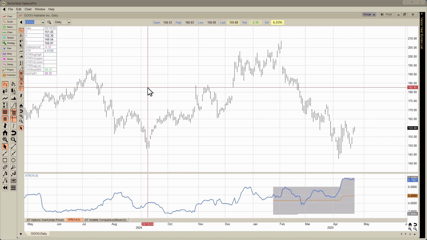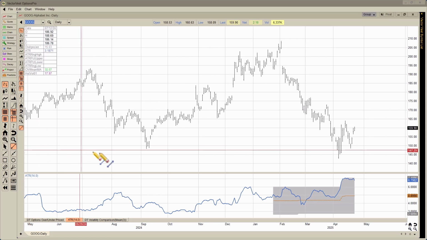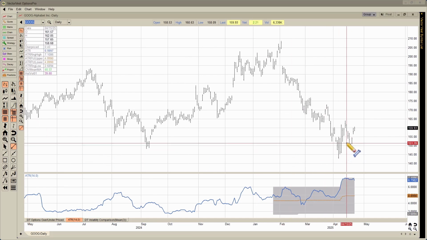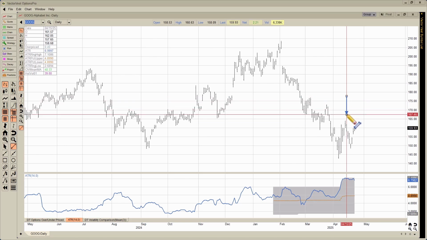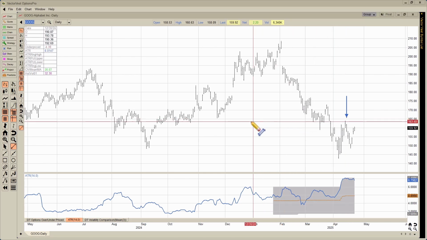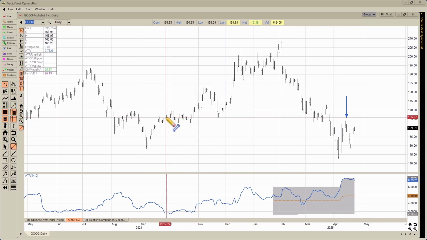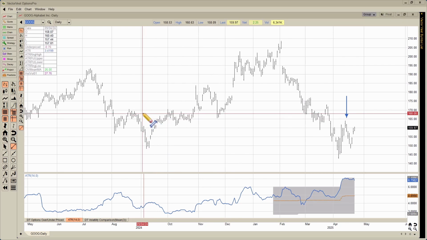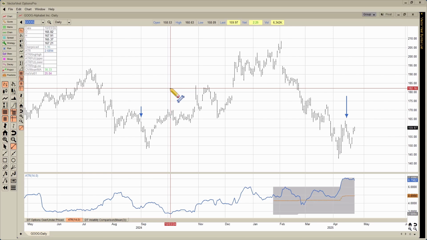So first off, I'm going to pick two dates on Google. I'm going to choose April 15th, which is just a few days ago. It was right here. So I'm going to mark April 15th right there. And then I'm also going to choose back around September 3rd. So September 3rd last year was right, keep going back here, right about here. So September 3rd. Now, why did I choose those two dates?